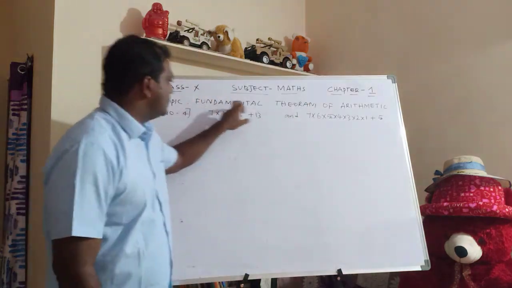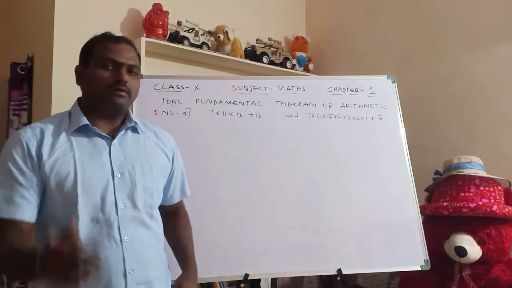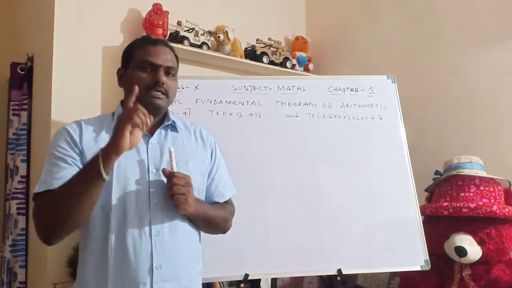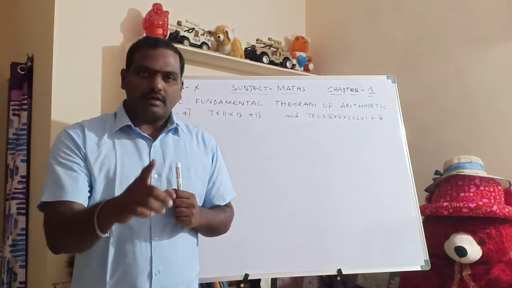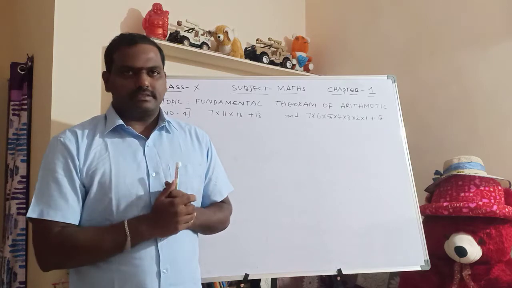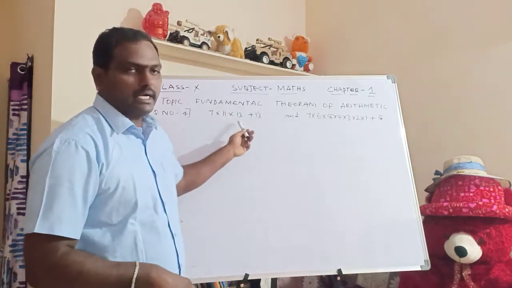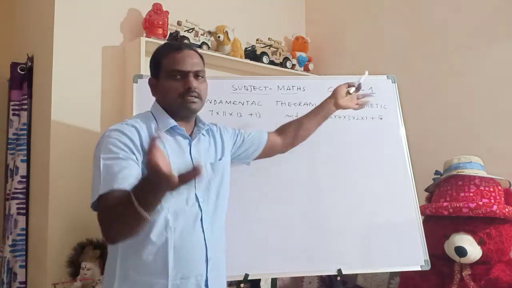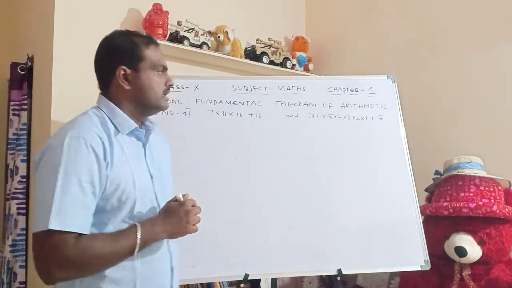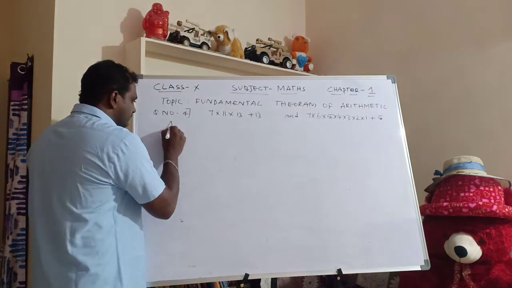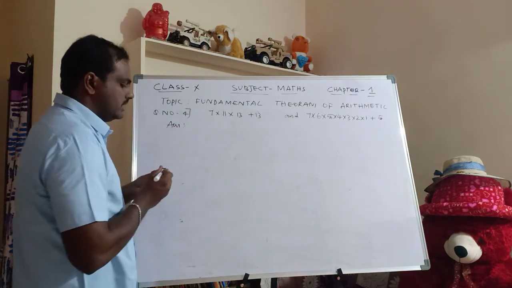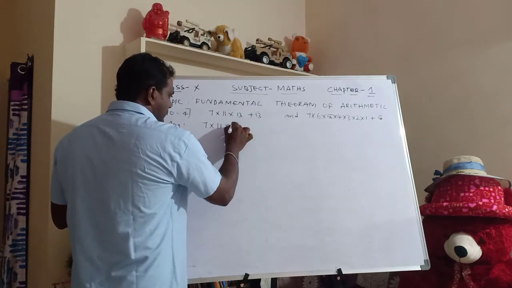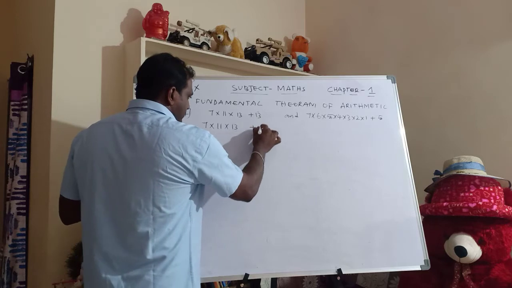For that sake, we have to recall the fundamental theorem of arithmetic. What is the fundamental theorem of arithmetic? Every composite number can be written as a product of prime numbers or prime factors. So if we show that we have written this in terms of prime factors, then automatically it is a composite number. That is the logic. So here, the answer. How to write? First I am taking the 7 into 11 into 13 plus 13.